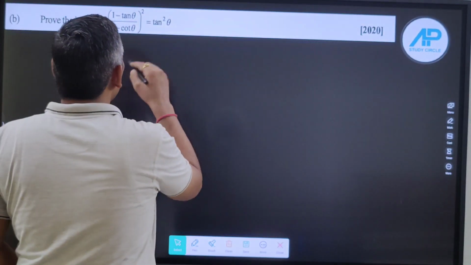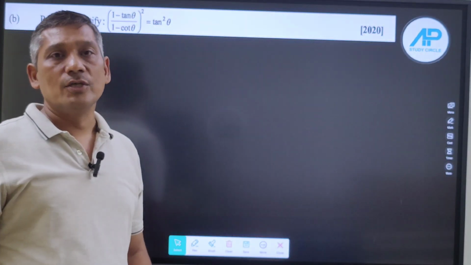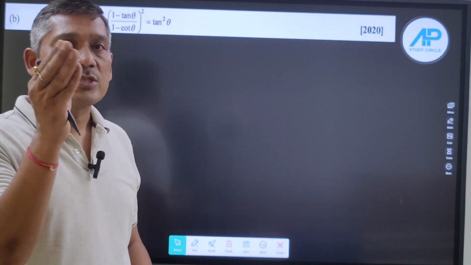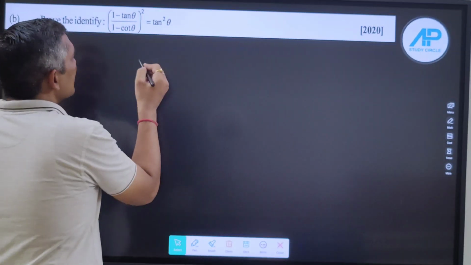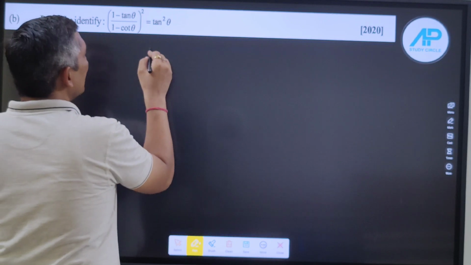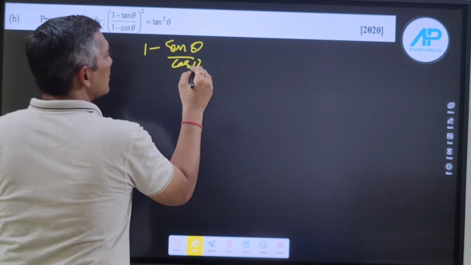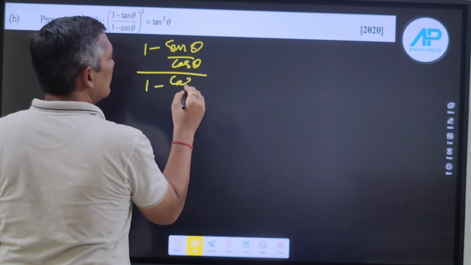Let me move on to the other question. I'm in the year 2020. I will solve the 5 years PYQs. Already solved the 3 years question. 1 minus tan upon 1 minus cot. So 1 minus tan is 1 minus sin upon cos upon 1 minus.